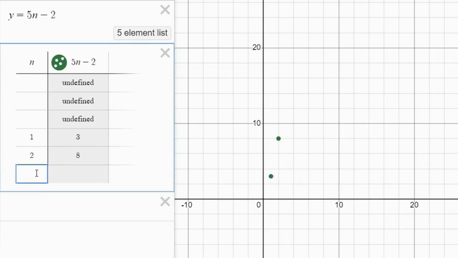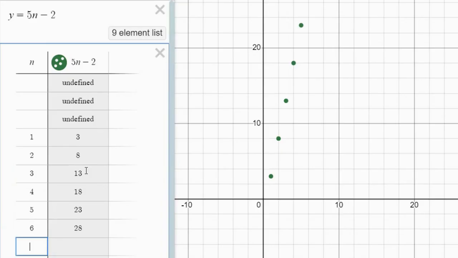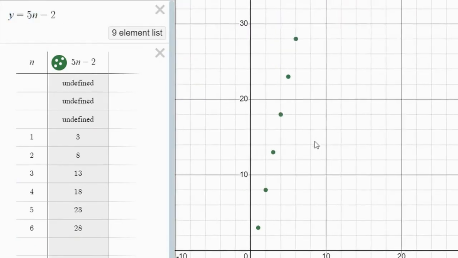But look, if we want to add terms, it's going to automatically calculate for us. 3rd term, 4th term, 5th term, 6th term. It's automatically calculating what those terms will be since I created a table based on this equation. So look, I can graph the first 6 terms in Desmos, going to the settings and making it a table.